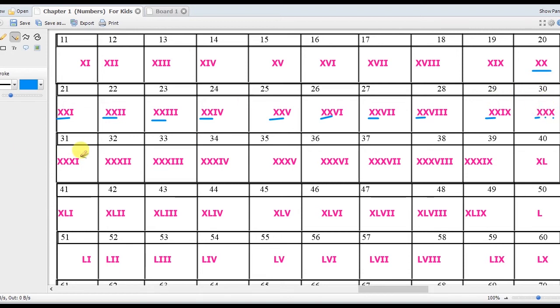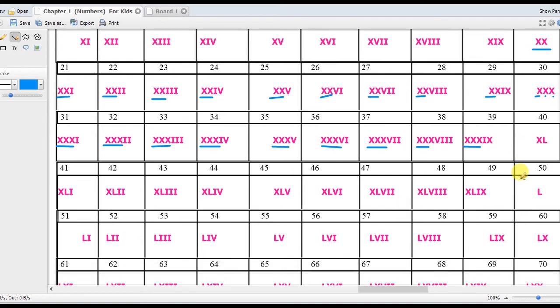Now again 31. So from 31 to 39, 30s are repeating. So that's why X, X, X keep on repeating in the next sequence of numbers, right? And then the other digit, the unit place 1 2 3, you're already familiar with their Roman representations, right? And then we have 40.